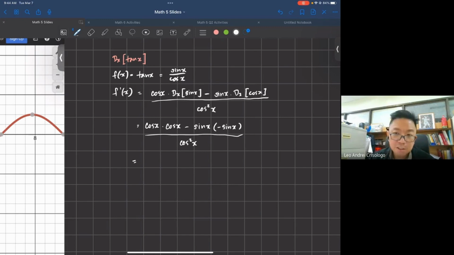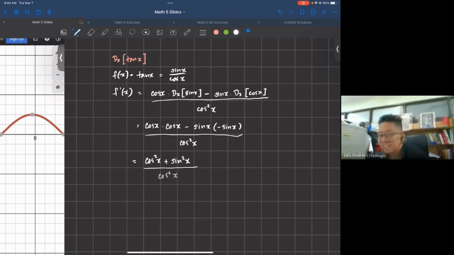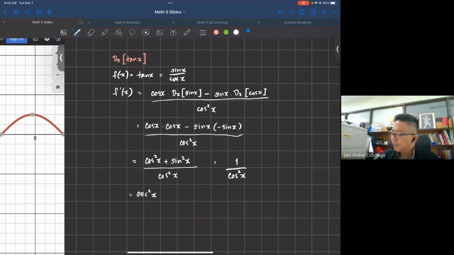But what do we have here? We'll have cosine times cosine, or cosine squared x, minus sine times negative sine. So the two negatives cancel, and it becomes plus sine squared x. What is that numerator? Thank you, Enrico. It's 1. Enrico was first. So it's equal to 1. So this is just equal to 1 over cosine squared x, and 1 over cosine squared x is secant squared x.